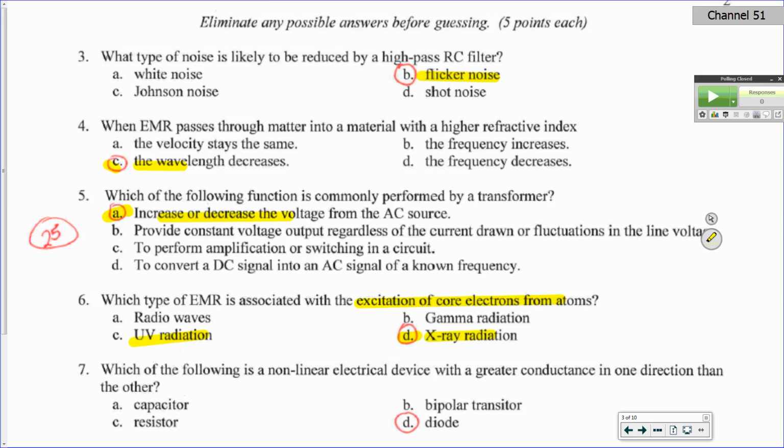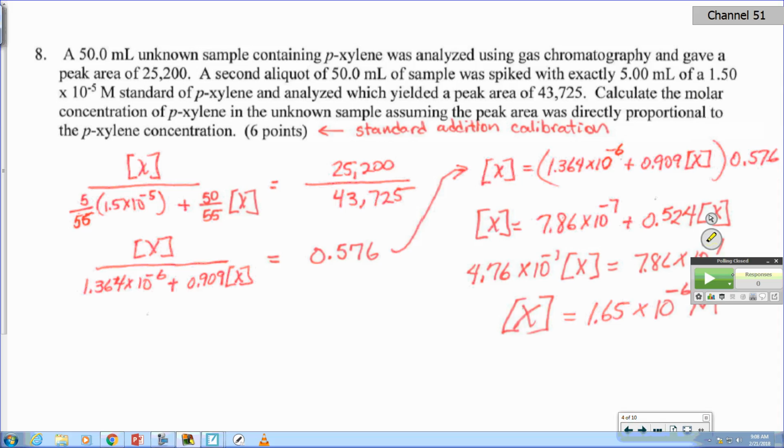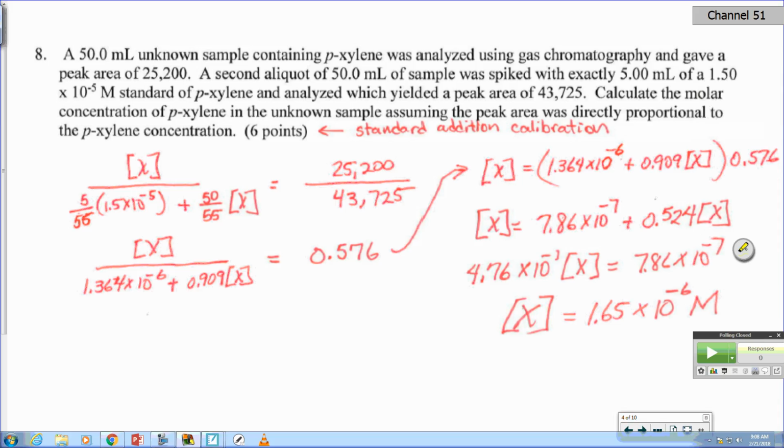And which nonlinear electrical device has a greater conduction in the forward direction than the reverse? That's a diode. I think we all did well on that one. Okay. And then we got tripped up a little bit.